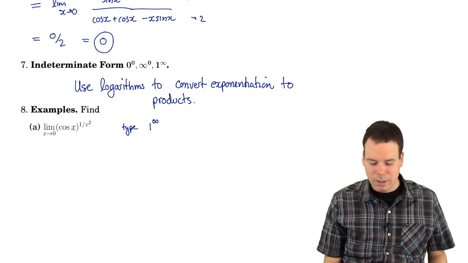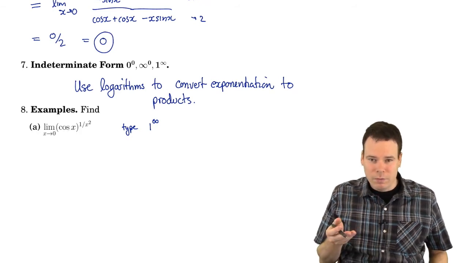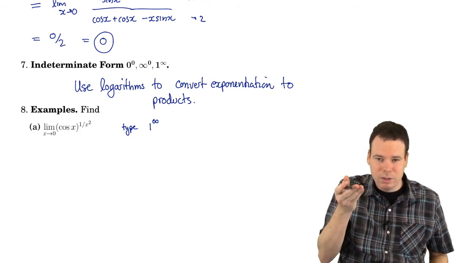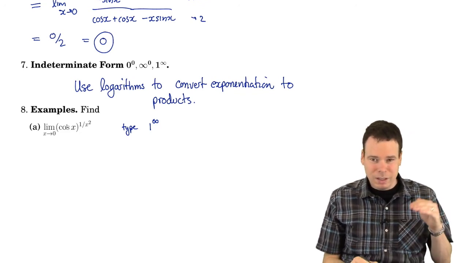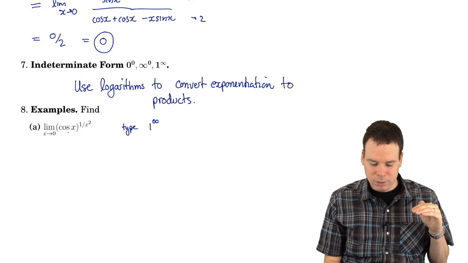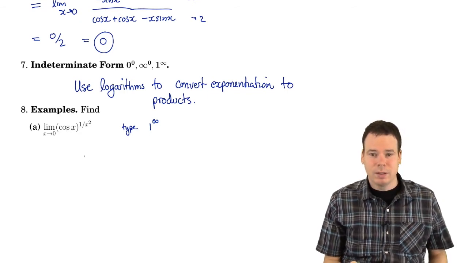Well, cosine of x is going to 1, but as x gets close to 0, cosine of x is going to 1 from below. It's going to 1 from values slightly below 1. So we can think of cosine of x as always being a little bit below 1, getting closer and closer to 1 as x goes to 0. And the exponent is going to infinity.